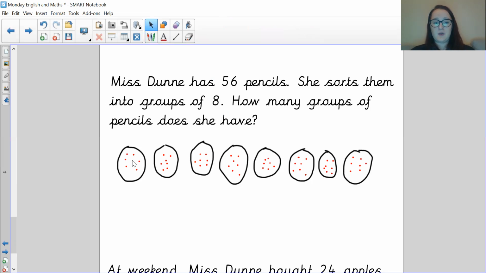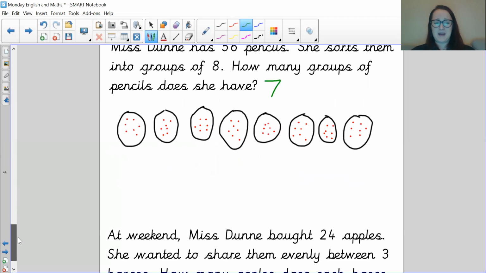So what I'm going to do now, I'm going to count how many. I know that there's an equal amount in each one. So I'm just going to count one. So 1, 2, 3, 4, 5, 6, 7. So how many groups of pencils do I have? I have 7 groups of pencils. There we go. Right, let's look at my last question.